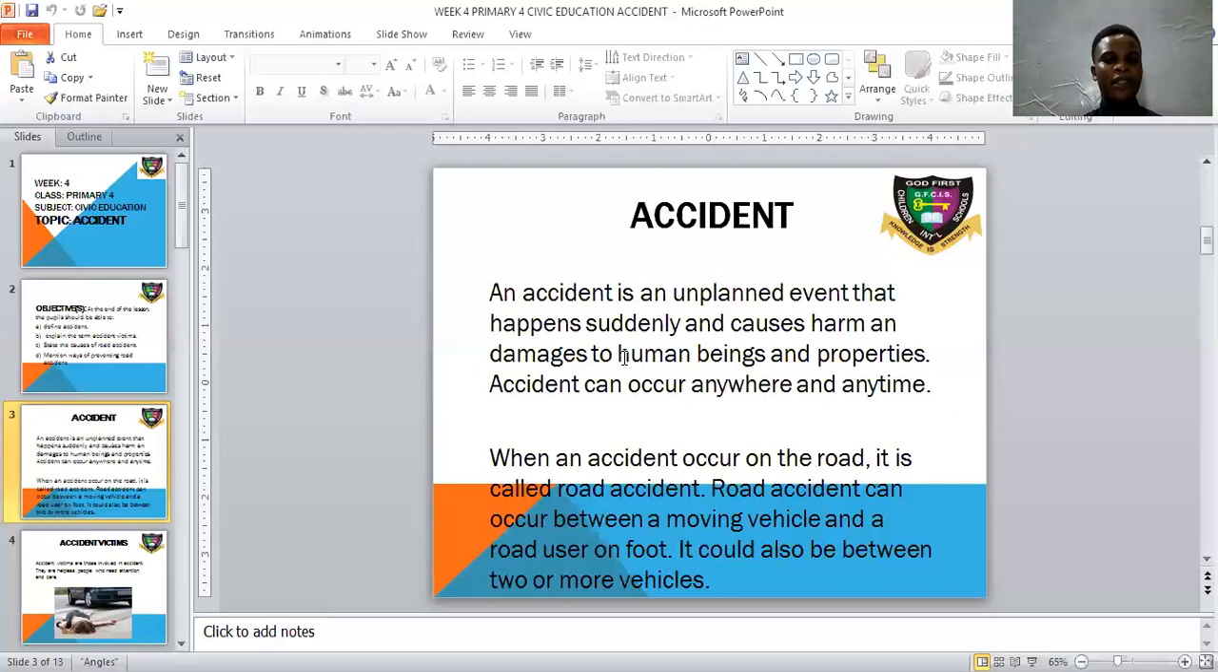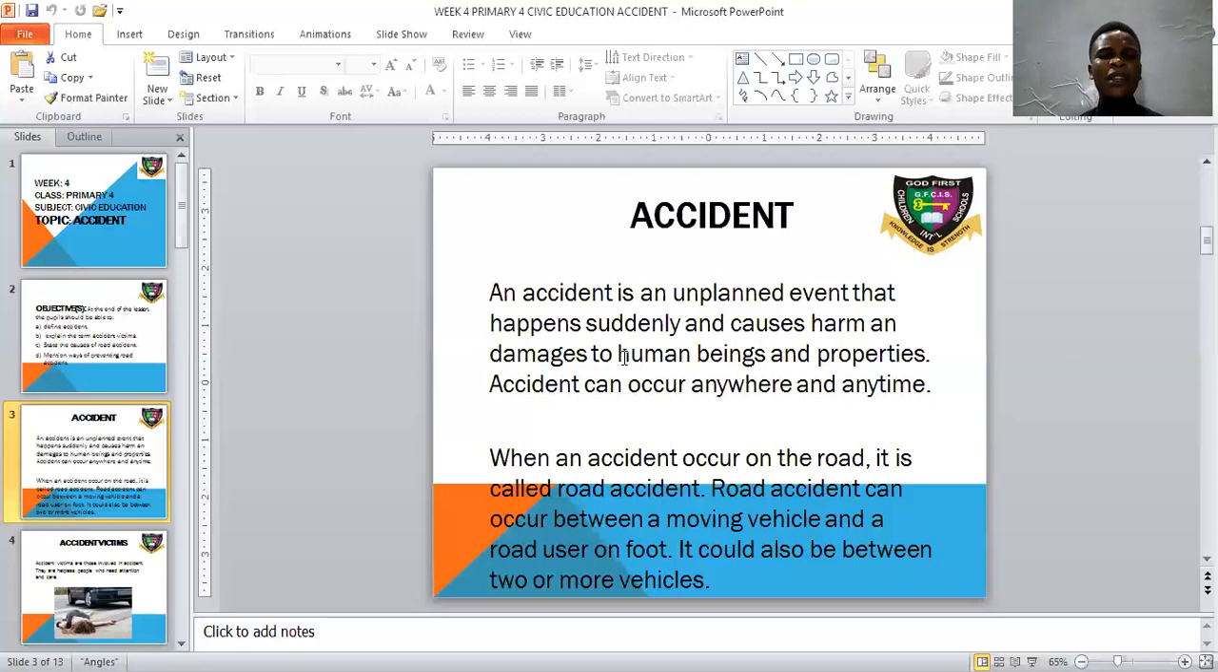And I warned you in the previous class, during traffic regulations, that one of the traffic regulations we have is that you should use a what, zebra crossing or overhead bridge whenever you find yourself on major roads. So whenever you are using major roads, please do not use them anyhow. You use the overhead bridge or zebra crossing. Failure to do so brings about what? Accident. That's what we call road accident. A road accident can occur between a moving vehicle and a road user on foot.